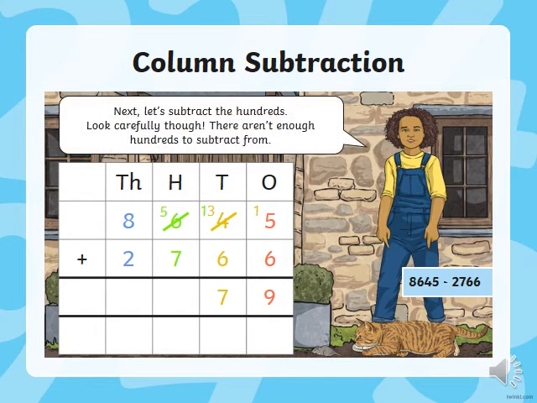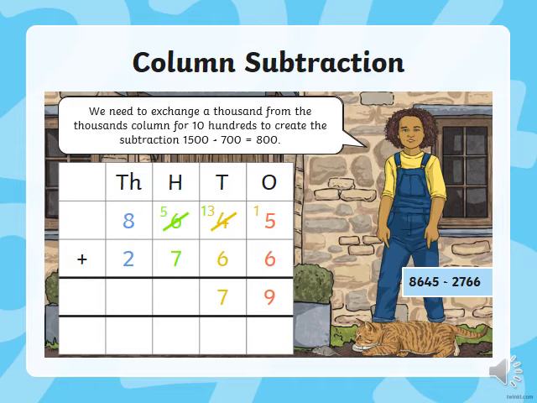Okay, we go to the hundreds. Again, we've only got 500s. Can we take 7 of them away? No, we need to knock next door again to the thousands. We've now got 7,000s, because what we're going to do is exchange one of the thousands for 10 hundreds. We've now got 1,500. We can most definitely take 700s away from 1,500. Okay, and the answer is 8.